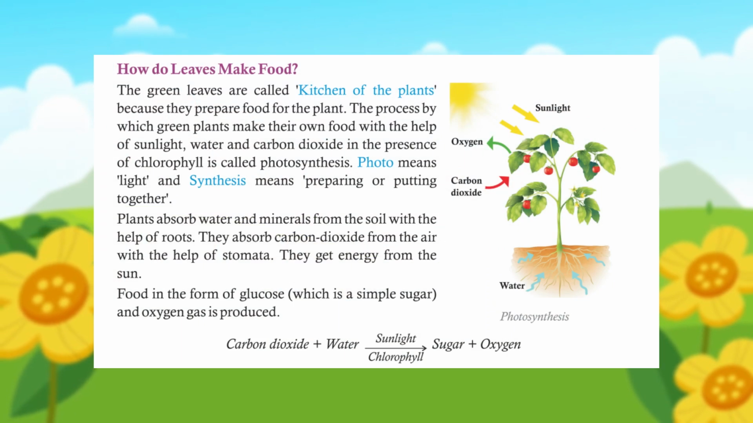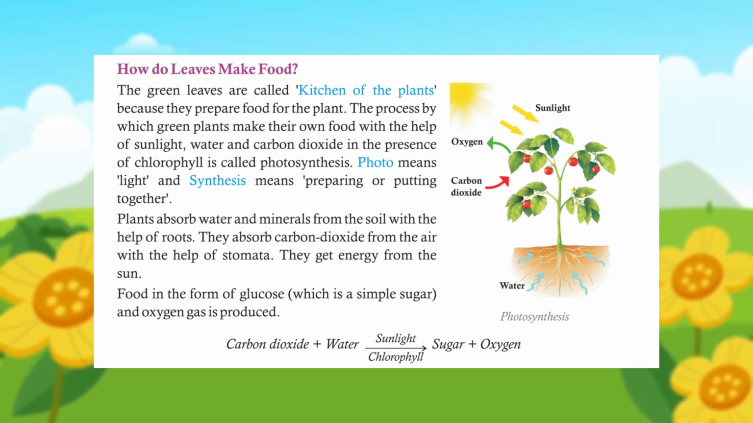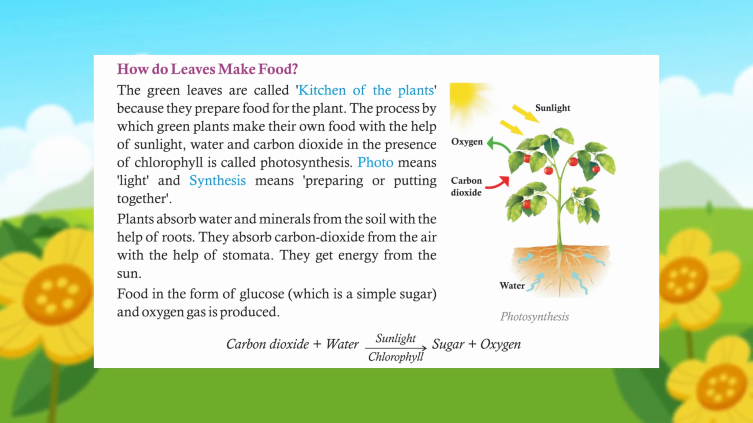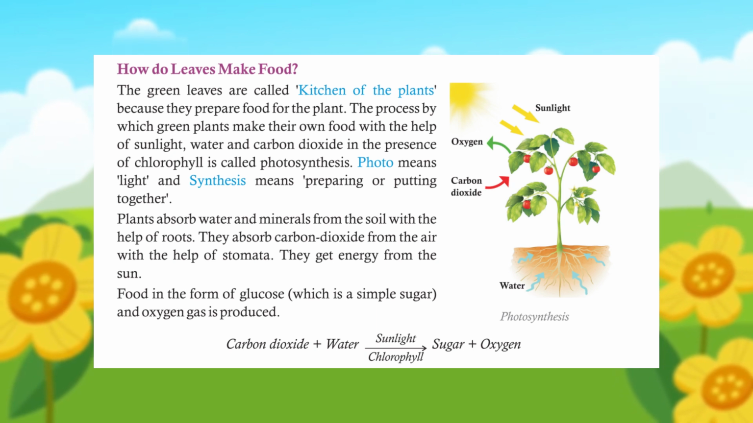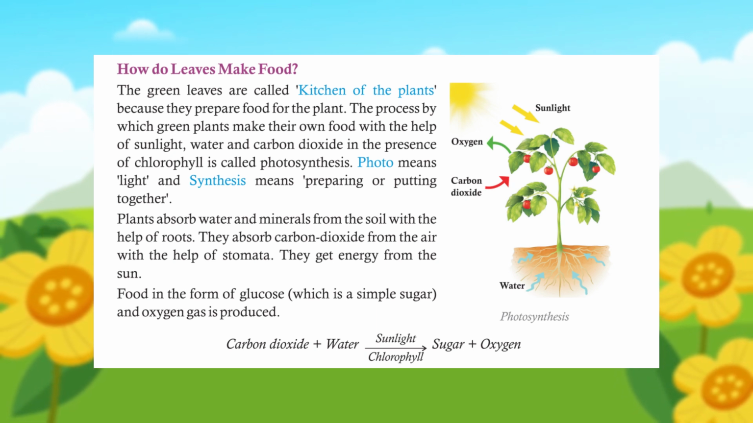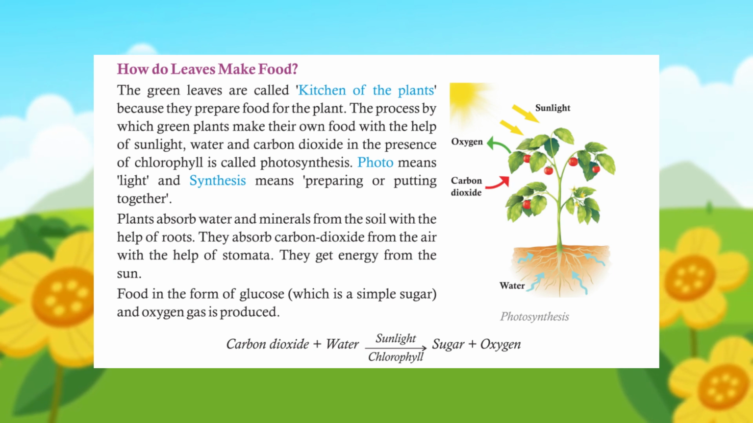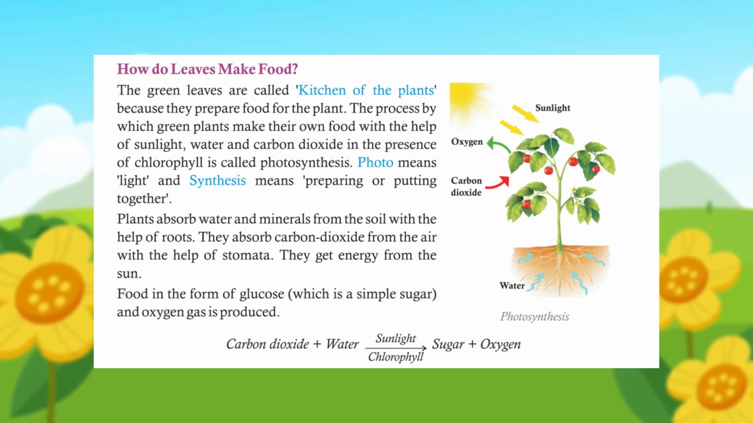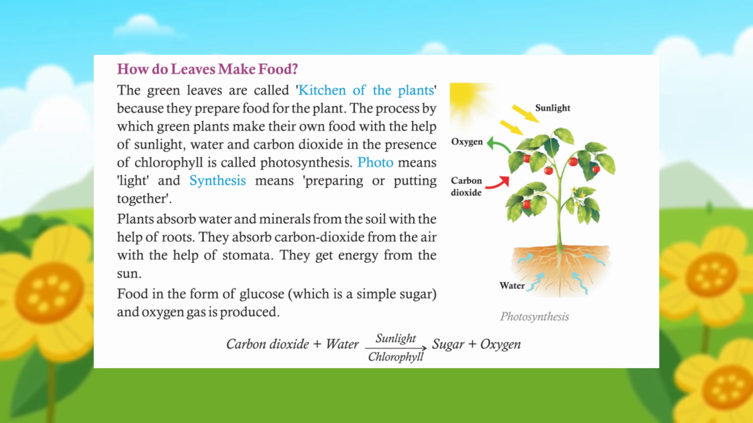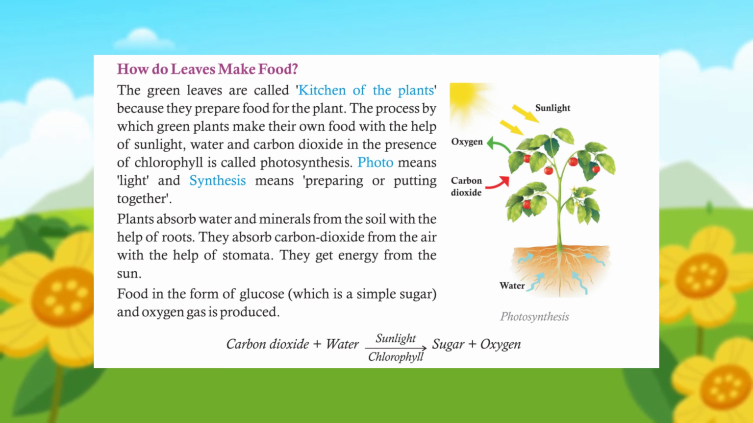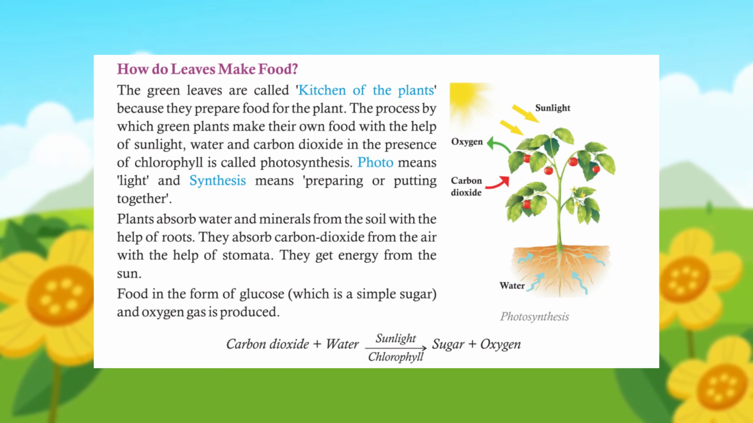How do leaves make food? The green leaves are called the kitchen of the plants because they prepare food for the plant. The process by which green plants make their own food with the help of sunlight, water and carbon dioxide in the presence of chlorophyll is called photosynthesis. Photo means light and synthesis means preparing or putting together.